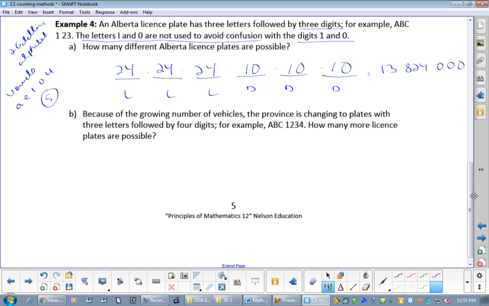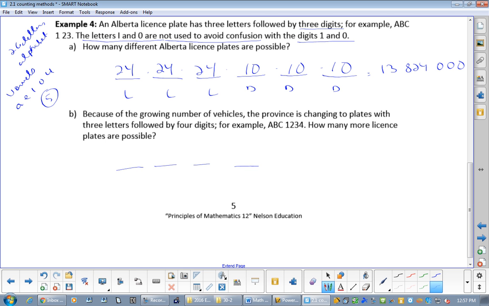Because of the growing number of vehicles, the province is changing the plates to three letters followed by four digits. For example, ABC 1234. How many more license plates are possible? So they're not asking how many. They're asking how many more license plates are now possible.